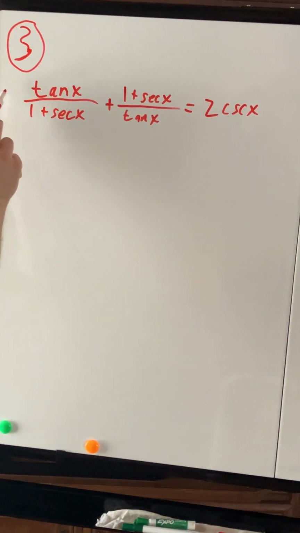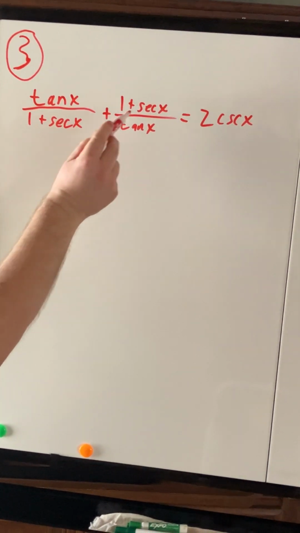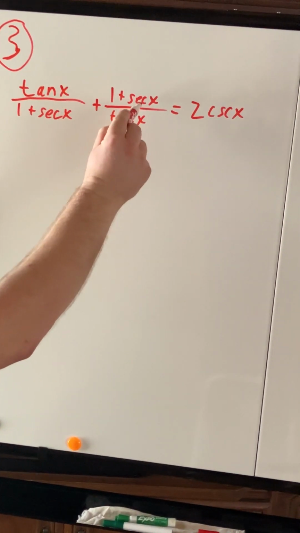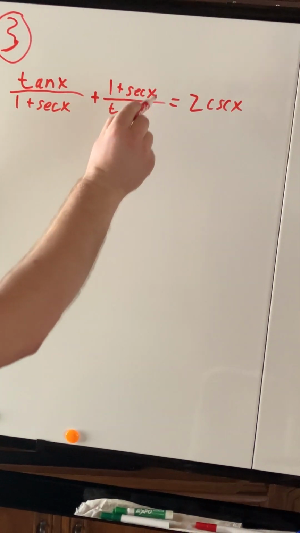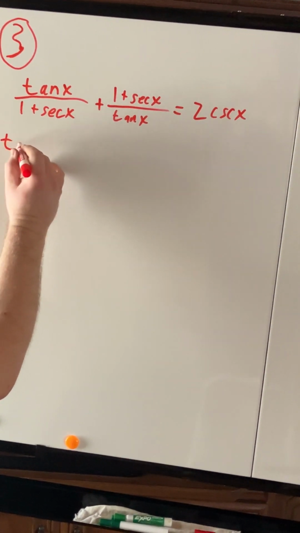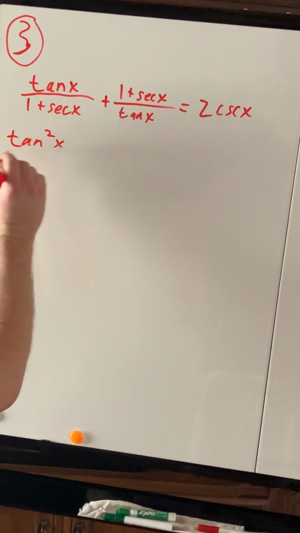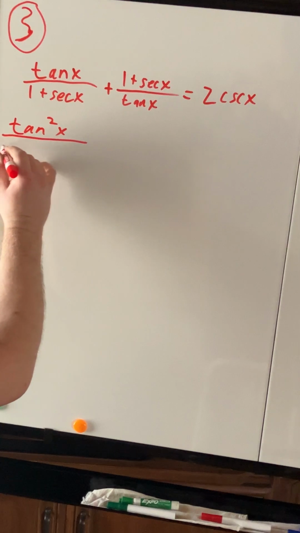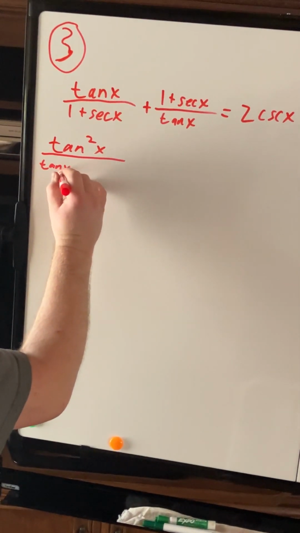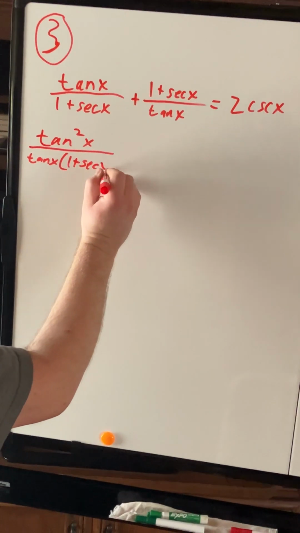So each of these needs the same denominator, so I'm going to have to multiply this first fraction by tan x on top and bottom, and I'm going to have to multiply this second fraction by 1 plus secant x on top and bottom. So that's going to end up looking like tan squared x over tan x times 1 plus secant x.